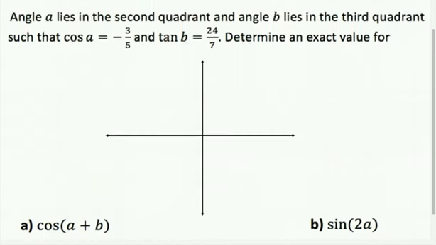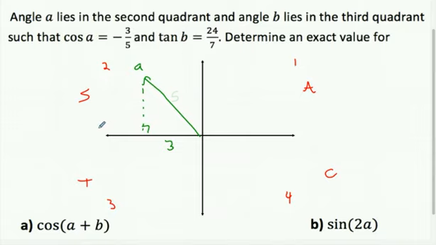So let's start by numbering our quadrants: 1, 2, 3, 4. And let's see what we know about angle A. Angle A is in the second quadrant, so I'm just going to draw a terminal arm in the second quadrant. It tells us that cos A is negative 3 over 5. Well, don't forget your CAST rule. Since we're in the sine quadrant, of course cosine is negative. And cosine is adjacent over hypotenuse, so 3, 5.